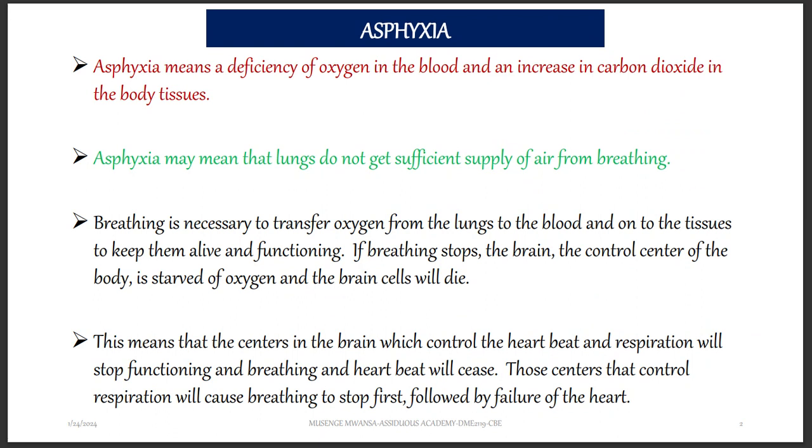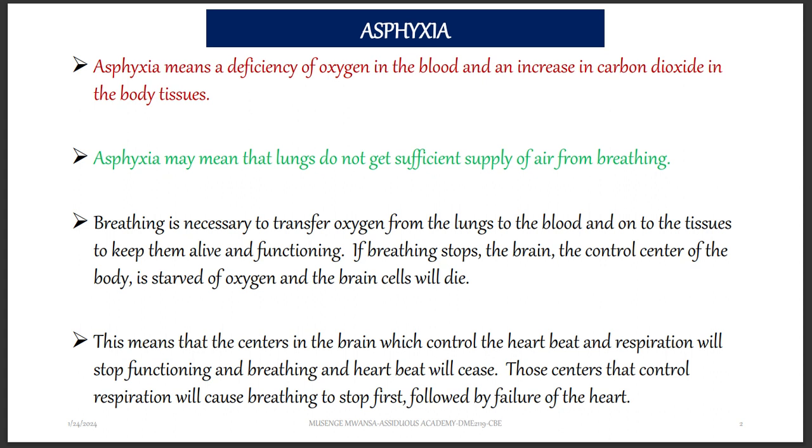And this can be caused because of the lungs not being sufficient to get air from breathing. So even when you breathe, the lungs cannot get enough air. Okay. So breathing is necessary to transfer oxygen from the lungs to the blood and also onto the tissue, and to keep living organisms alive and the tissue alive and functioning. So meaning if breathing stops, the brain, which is the control center of the body, will not receive enough oxygen. Look at how this is affecting each other.